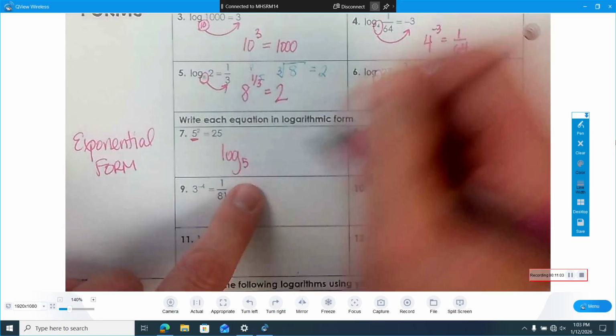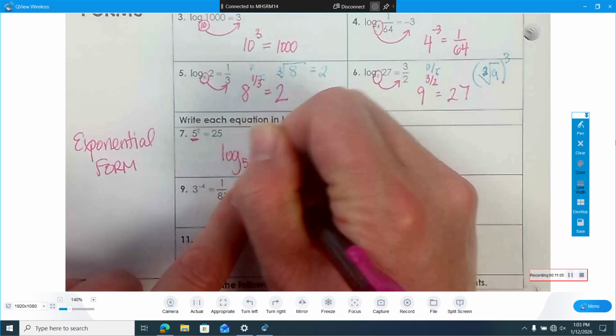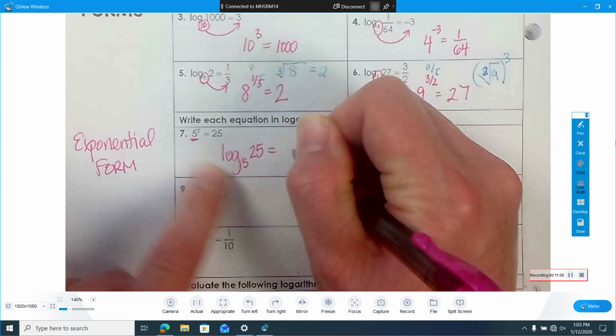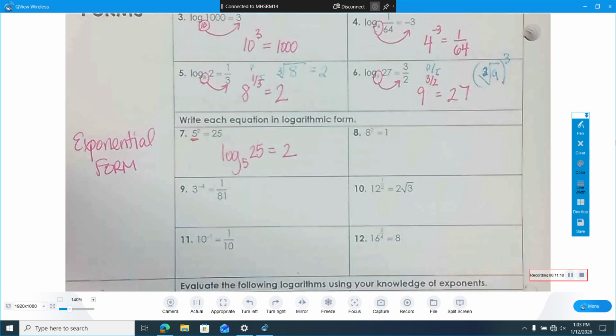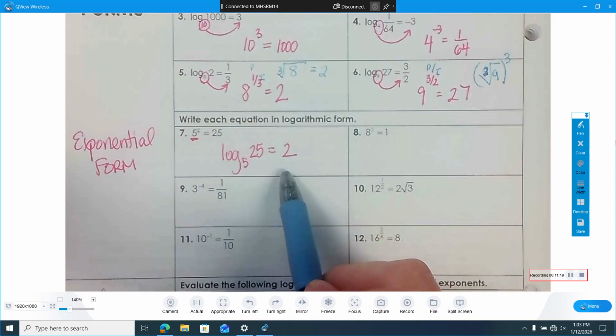And then we equated our argument. So the argument is 25, and our power was 2. So I can't do it backwards. I don't know, it messes up my students' brains.